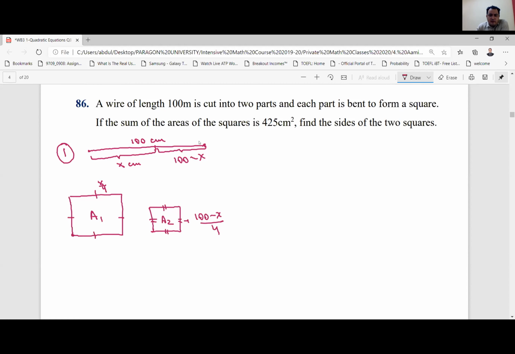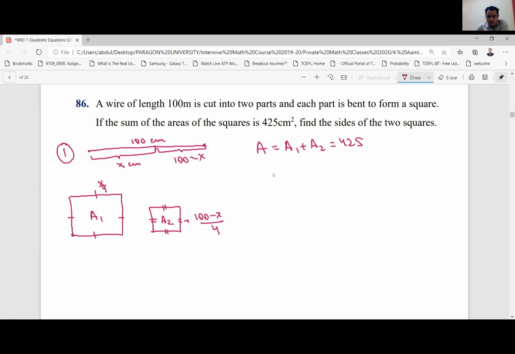Second part, if the sum of the areas of the squares is 425. So that is capital A equals A sub 1 plus A sub 2 equals 425, right? Find the size of the two squares. So we need to find this thing and this thing. Because to find the size of the square, we need to know the value of X.